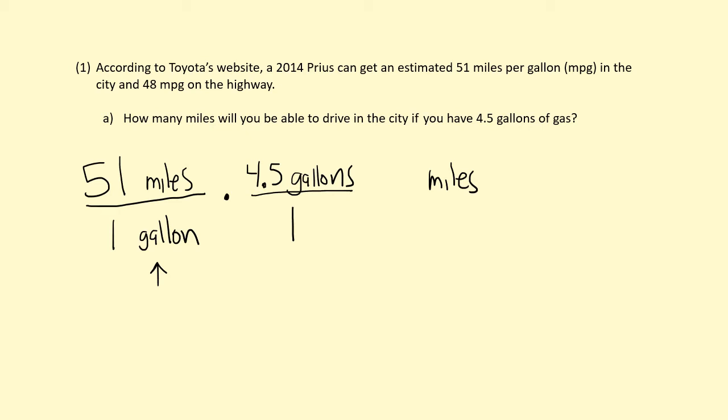So what's going to happen here is that these gallon units are going to cancel each other out. And the only unit left is going to be the miles. So we have 51 times 4.5, and we do the calculation and see that's 229.5 miles. So we have just figured out that with 4.5 gallons of gas, you could drive 229.5 miles on this Prius in the city. And this is technically, of course, over 1, but we don't need to write that. That's optional.